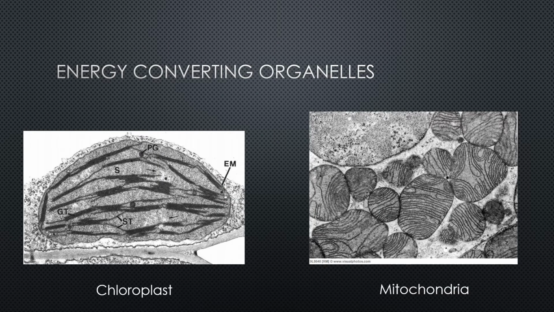So there are two main energy converting organelles within cells. There's the chloroplast and the mitochondria. Clearly the chloroplast is only going to be found in plant cells, and mitochondria are found in both plant and animal cells. But both of them play a role in converting different types of energy into a usable form for the cells. And do you remember what that usable form of energy is? ATP. Very good.